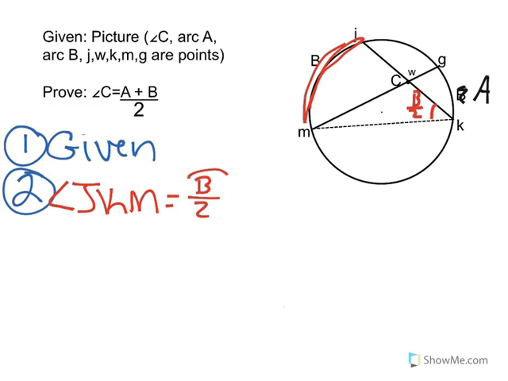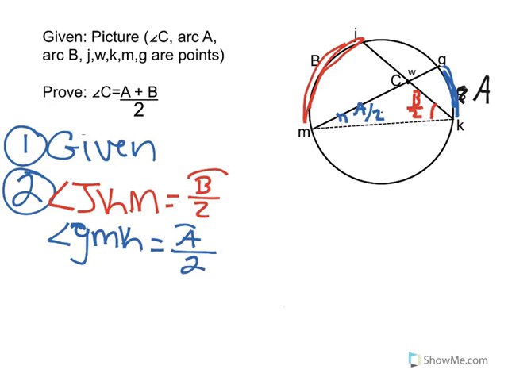So there's another place where that's going to happen: this arc right here between G and K would go to this angle down here. So then this angle would be A divided by 2, and that is because they're inscribed angles. So angle GMK would be equal to arc A divided by 2. And these both have the same reason, and that is because they are inscribed angles.